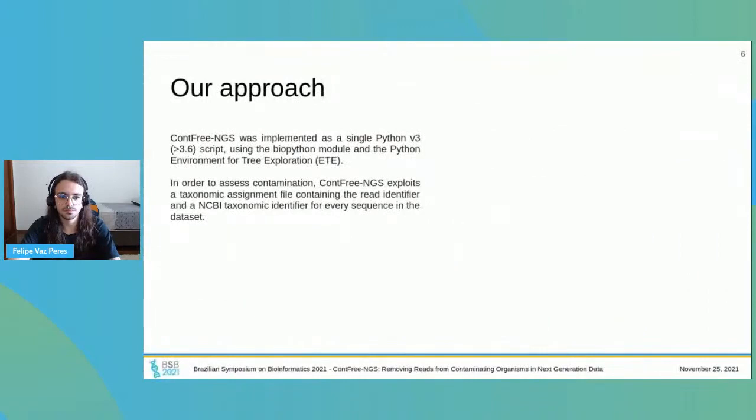So here you can see our approach. Control-NGS was implemented as a single Python script using the BioPython module and the Python environment for tree exploration. And in order to assess the contamination, Control-NGS exploits a taxonomic assignment file containing the read identifier and the NCBI taxonomic identifier for every sequence in the dataset.